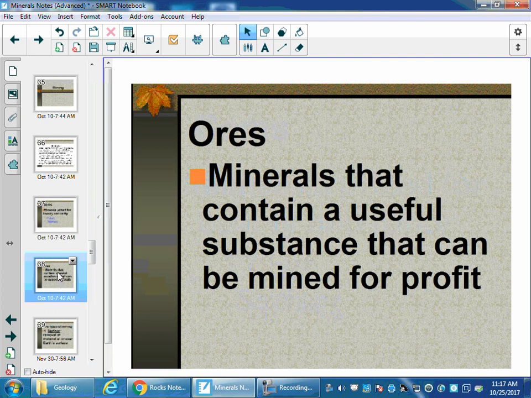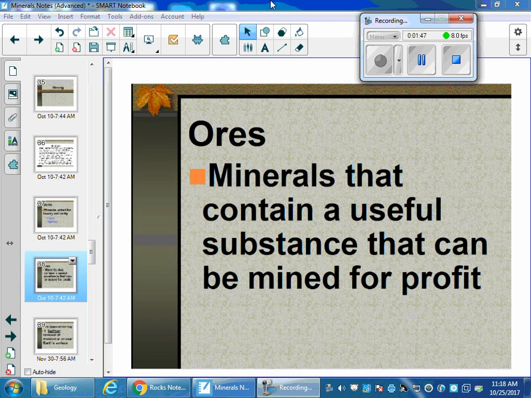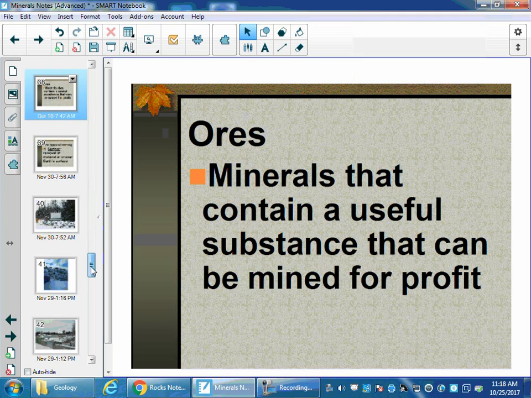The other things that are mined for are called ores. So ores are minerals that contain a useful substance that can be mined for a profit. It has a use, so people mine it and they try to make money off of that because people need it. One of the most common ores, or the most common ore that's mined in Minnesota, is iron ore in the form of taconite that is used to then make steel. So that's a pretty common mineral that gets used to make steel.